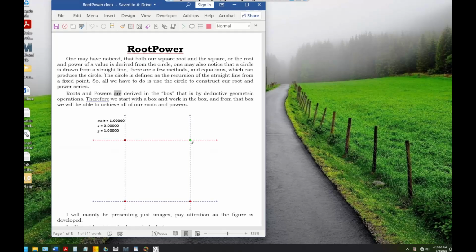Roots and powers are derived in the box, that is by deductive geometric operations. Therefore we start with a box and work in the box, and from that box we will be able to achieve all of our roots and powers.